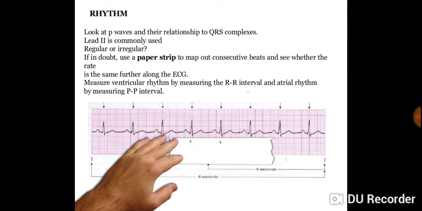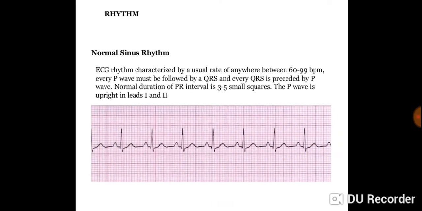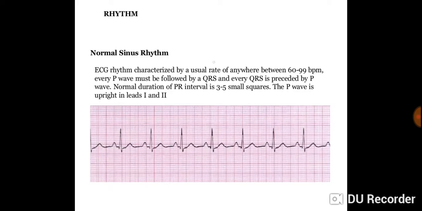So you need to check the RR interval and the PP interval like this, and you get the look of the rhythm. A normal sinus rhythm. What is a normal sinus rhythm? The word sinus basically means normal in heart ECG, like the electrical activity is happening from the normal place it should be happening.